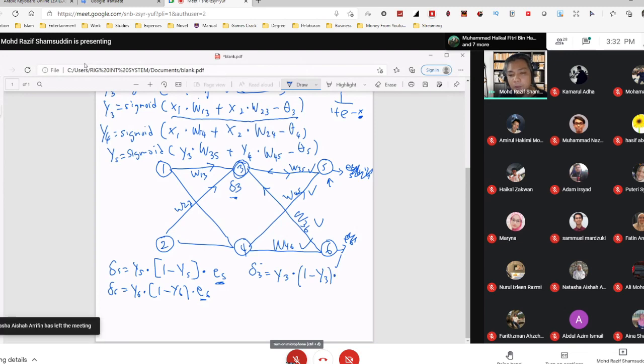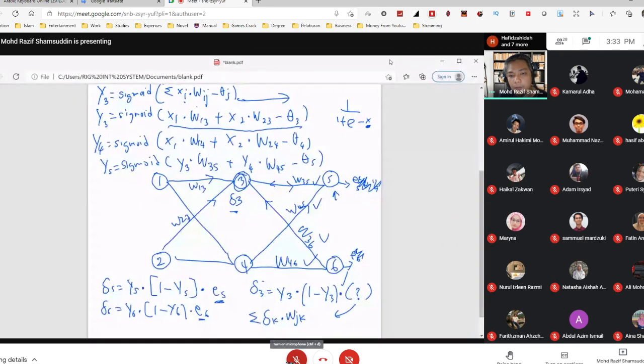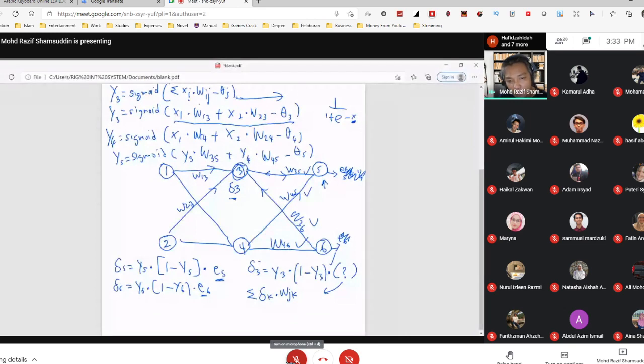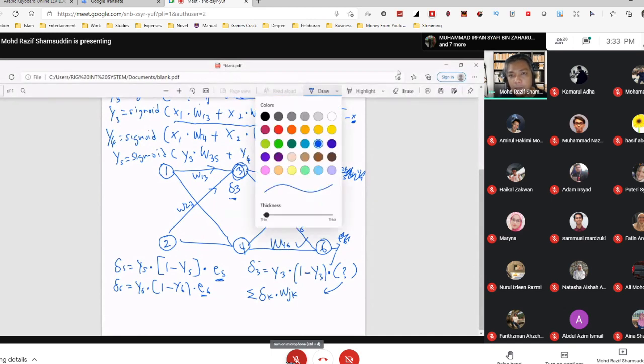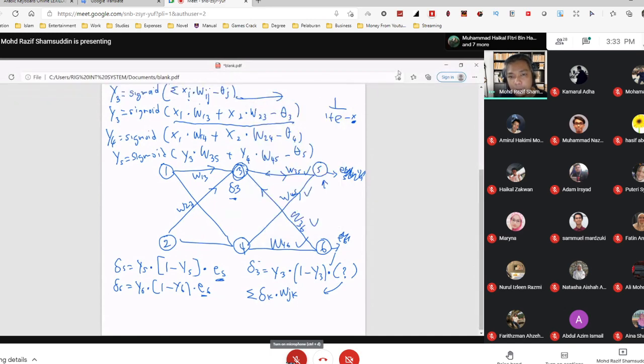Times, now, you don't have the error. We don't have the error here. So what do we use here? This is the summation of error gradient at k times the weight. I hope this is enough to show. Still got some space left here. Let me show you again. This is where you have to be careful. Please be very careful. See how the weights converge.